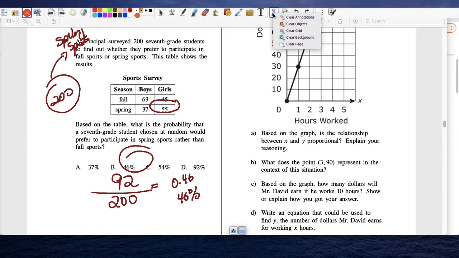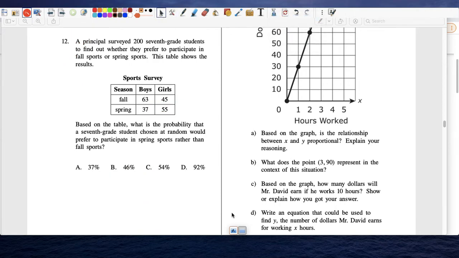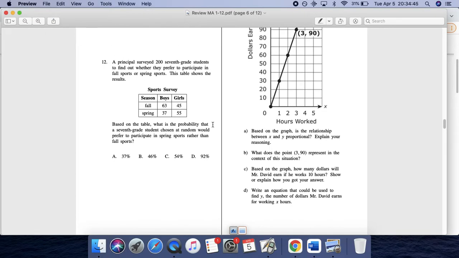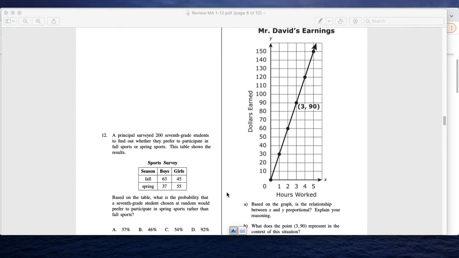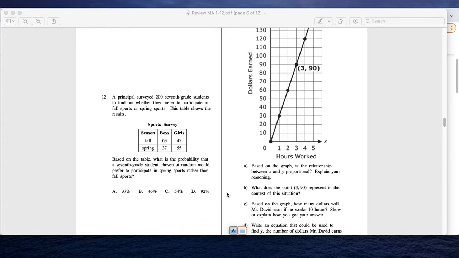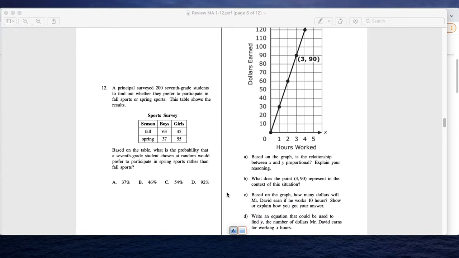Same sheet, but 13 to 25. I can make it a little bit smaller. Okay, so let me read this. David's earnings, okay. So we have 4 questions here to answer.